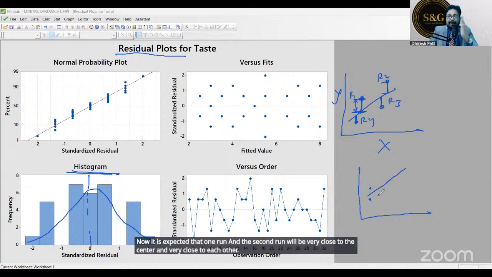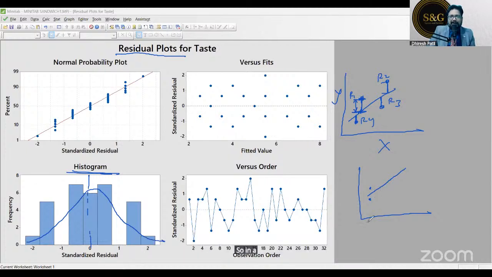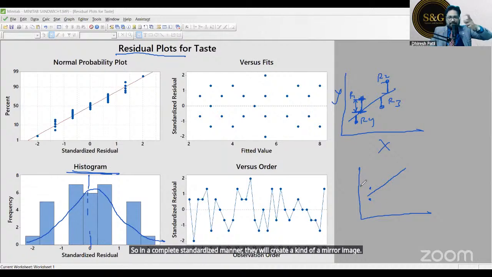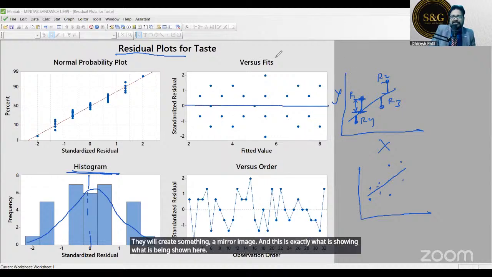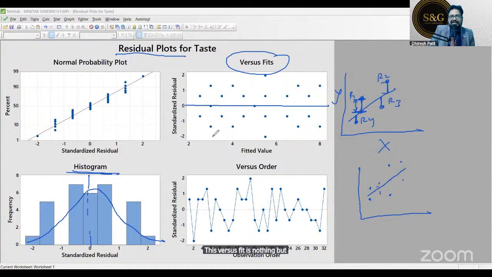So in a completely standardized manner, they will create a kind of mirror image with the line of best fit. If I run this, they will create a mirror image, and this is exactly what is being shown here. This versus fit is nothing but all the residuals, mirror images are there. Are you understanding this? Just type yes in the chat box. Clear everybody? Just give me yes.